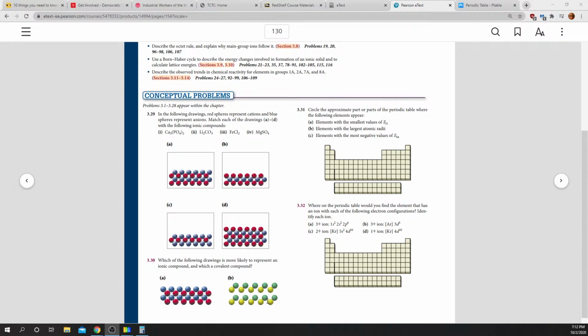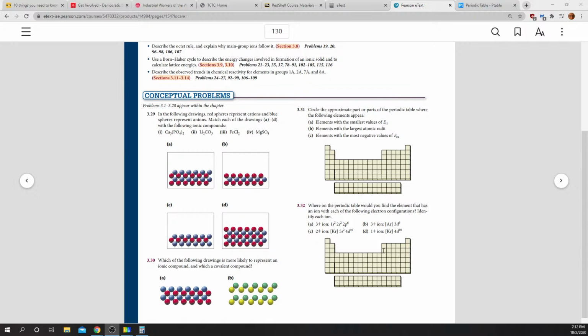32. Where on the periodic table would you find the element that has an ion with each of the following electron configurations? Identify each ion. A, 3 plus ion, 1s2, 2s2, 2p6. All right, so 1s2, 2s2, 2p6 brings us here to neon. It's a 3 plus ion, so 1, 2, 3 more brings us to aluminum.